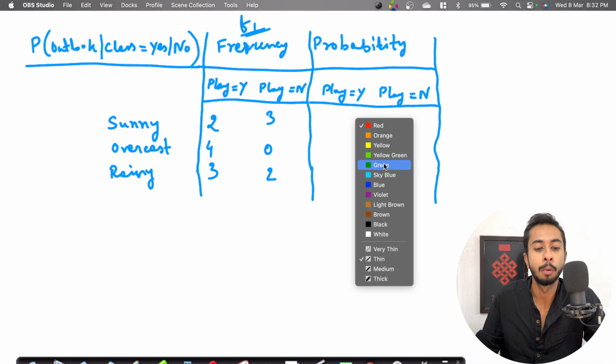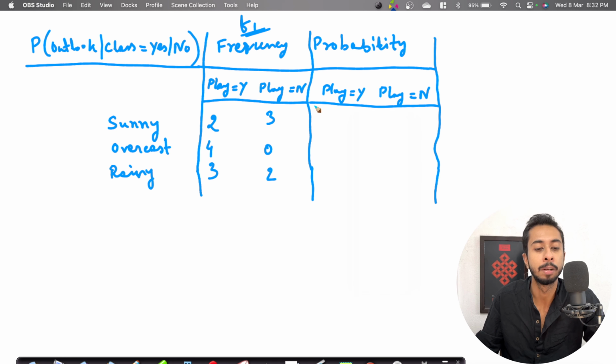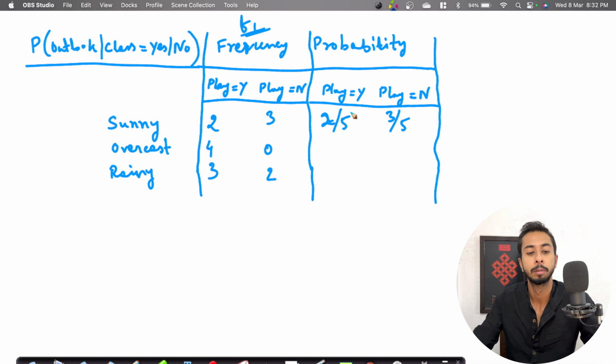Okay, now we can find out the probability very easily. How many points are present? Totally sunny points are 5 points. So this is basically 2 by 5 and this is 3 by 5. Play no's probability is 3 by 5. Play yes probability is 2 by 5, because out of total 5 points, sorry, I think this is wrong.